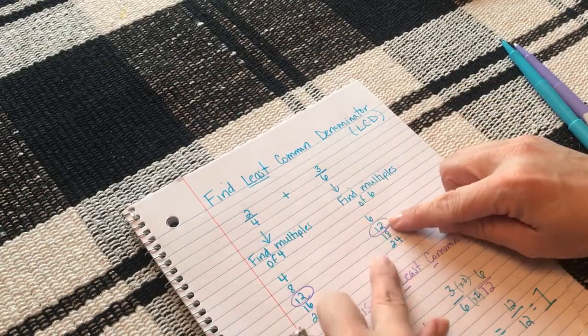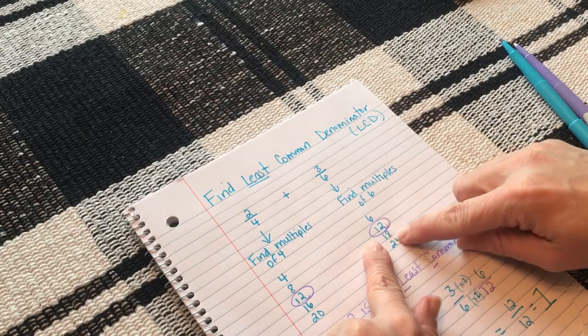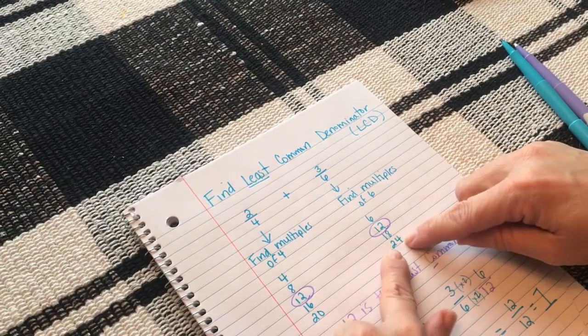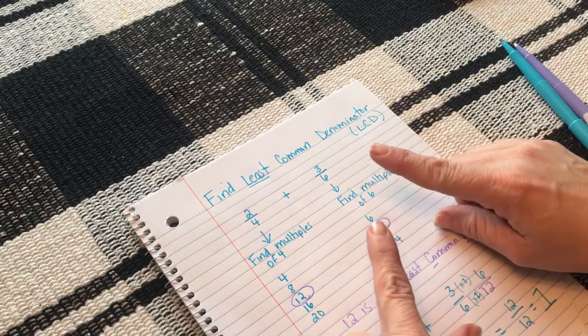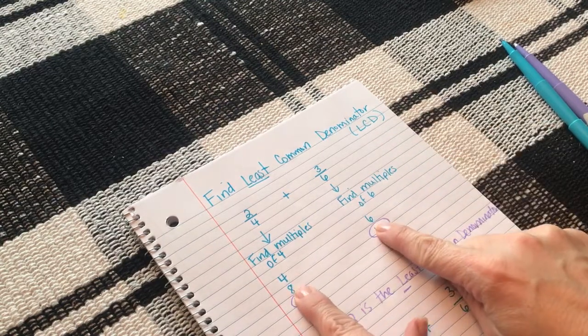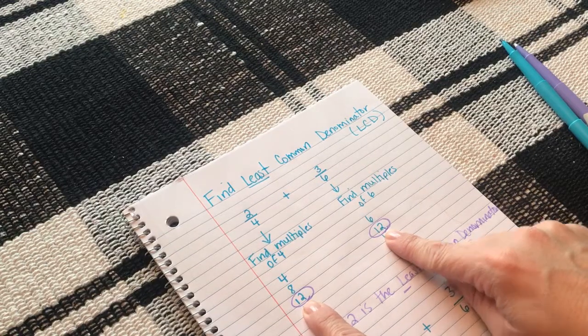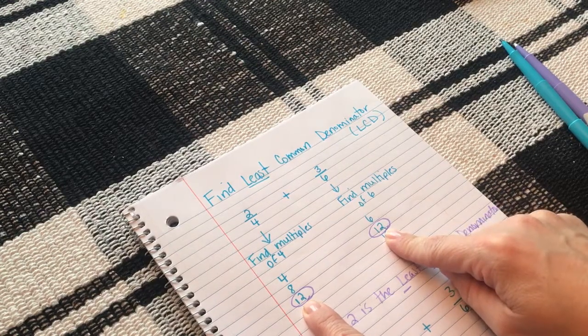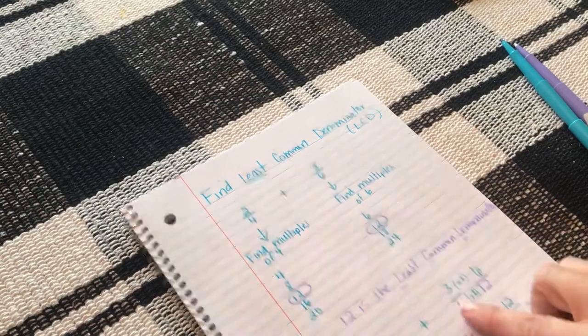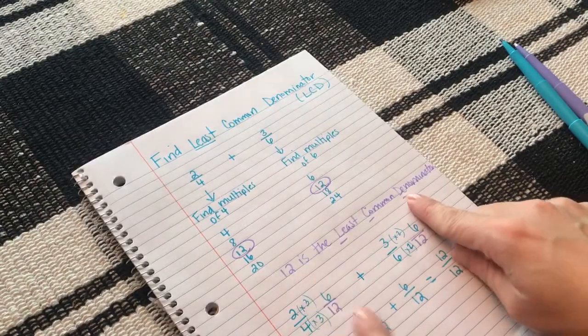Now I'm going to find common multiples or multiples of 6. 6 times 1 is 6. 6 times 2 is 12. 6 times 3 is 18. 6 times 4 is 24. I'm going to stop because I noticed something. The first number that they both share is 12. So that is going to be my least common denominator. I'm going to use 12. Okay, 12 is the LCD, least common denominator.